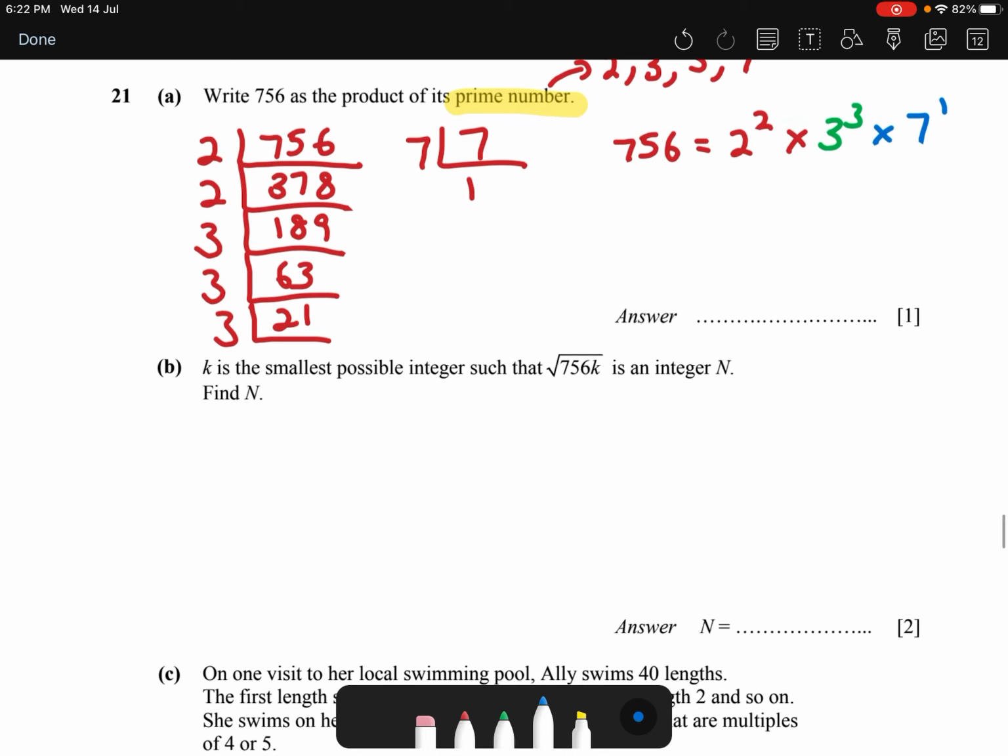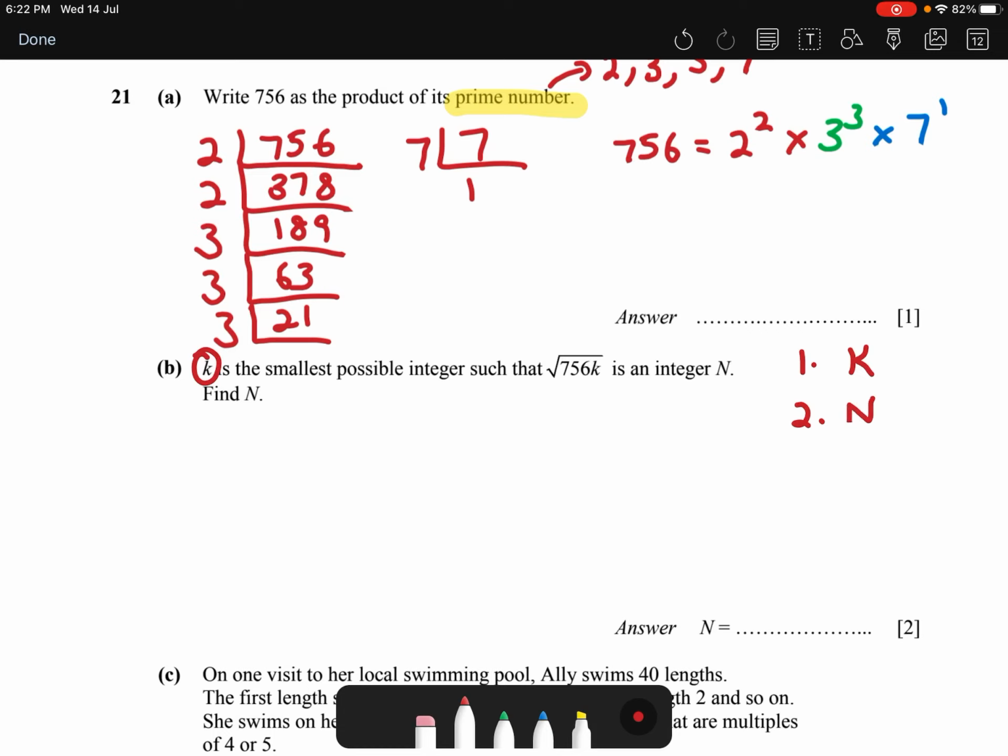Okay, so part B is the question that I want to emphasize. k is the smallest possible integer such that when I square root 756k, I will get some integer. Integer means it's a whole number. So I want to find n. Normally they will tell us to find k, but this one is a bit special. They tell us to find n. So I have two things to find. One is I need to find what is my k. Second is after finding my k, I need to find what is my n.